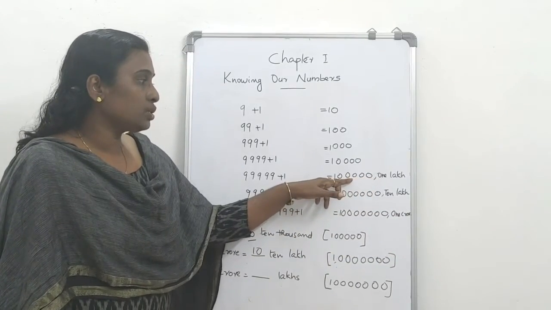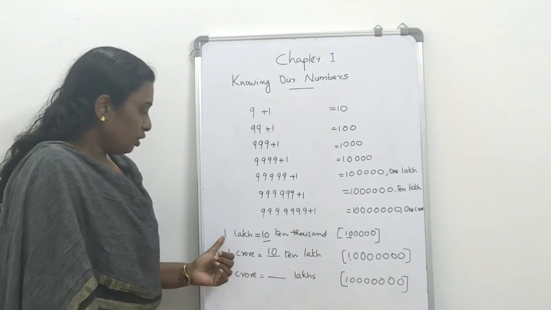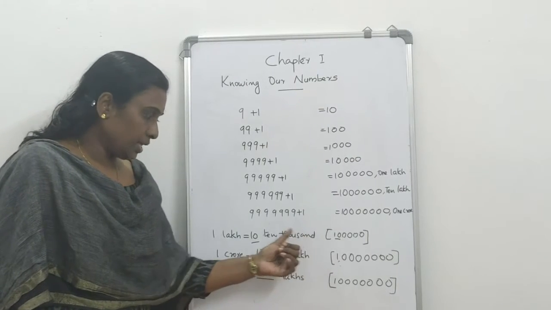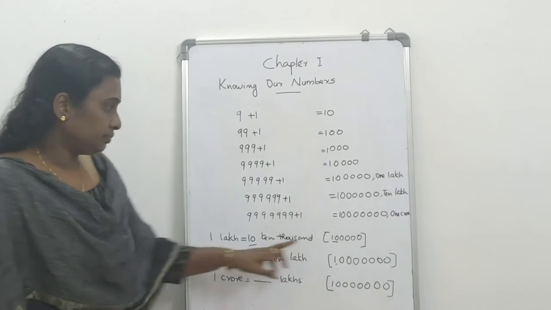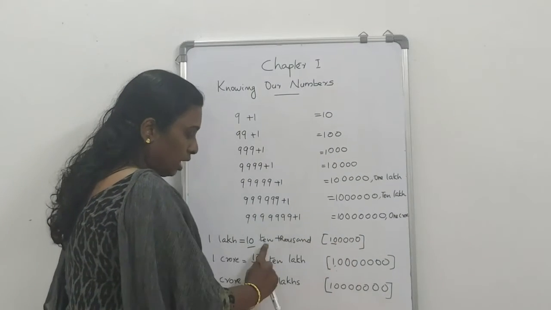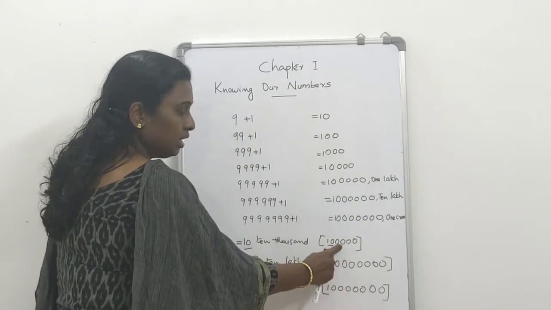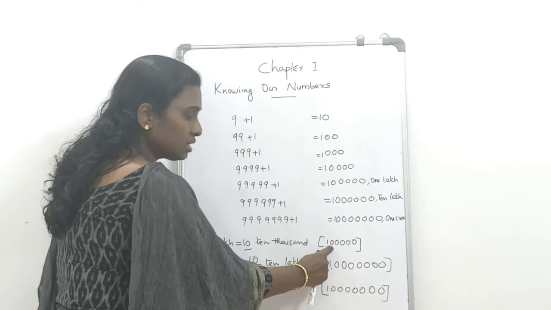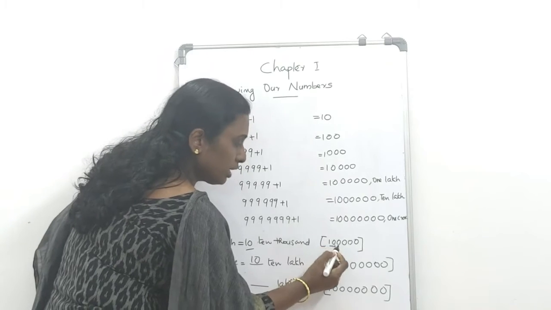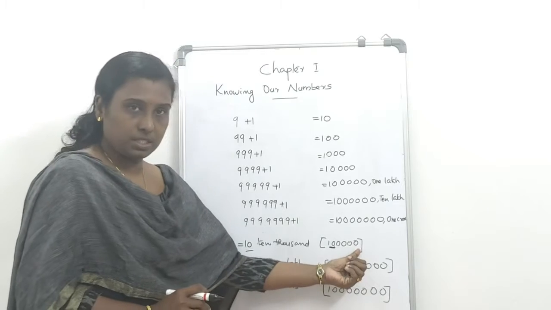The smallest 6-digit number is 1 lakh and the smallest 8-digit number is 1 crore. See here, 1 lakh equals dash 10,000. For that, first write 1 lakh. Then start from ones place up to 10,000: ones, tens, 100, 1000, 10,000. We reached 10,000 here. The remaining number is 10. So 10, 10,000.